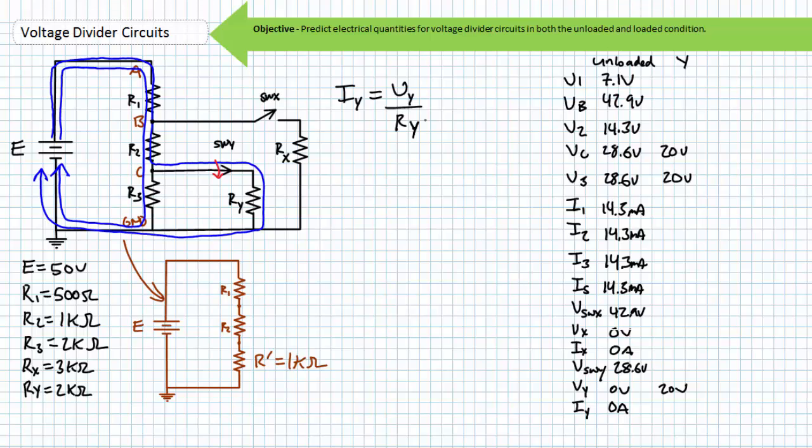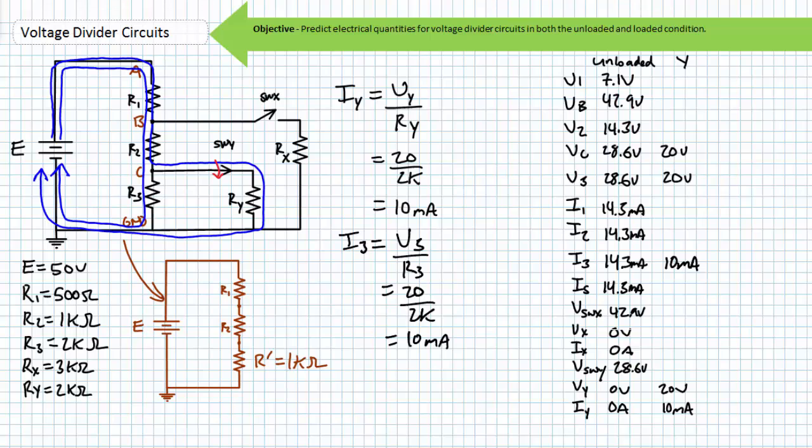divided by the resistance of load resistor Y. Substituting in the necessary values, we find the current through load resistor Y and switch Y is 10 milliamperes. Since R3 is equal in magnitude to RY and is experiencing the same voltage drop across it, we can be reasonably confident it too will draw 10 milliamperes of current. An additional Ohm's law analysis supports this time-saving step.